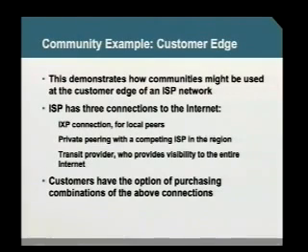So this is the customer edge. You've got 3 connections to the internet. Maybe you connect to an internet exchange point, so that gets you all your local peers. Maybe you've got a private peering with an ISP who's not at the exchange point. And you've got your transit provider who gives you visibility to the entire internet. And your customers have the option of purchasing combinations of the above connections.